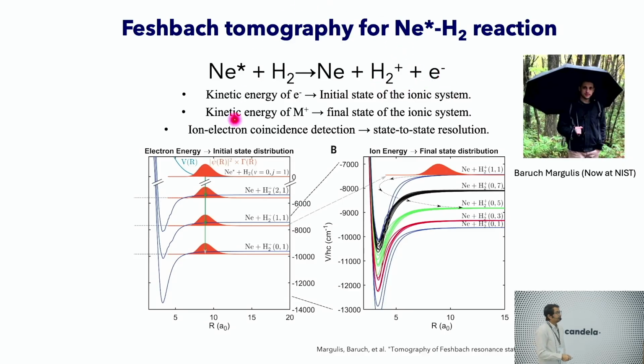What they see in this experiment is that they start with the Penning ionization product, and then the wave packet decays to the different vibrational levels of H2+. This information is encoded in the kinetic energy of the electrons on the electron VMI side. And what happens after that?